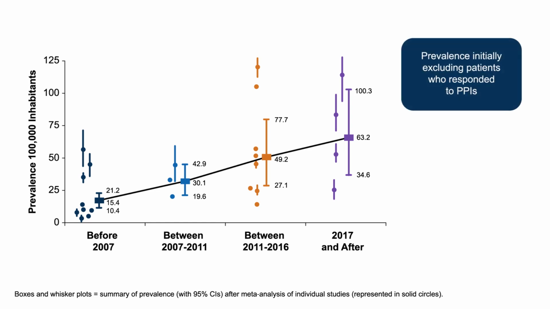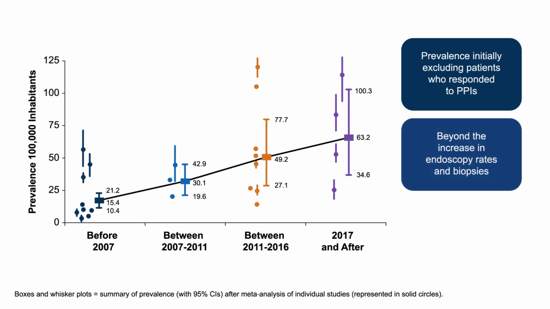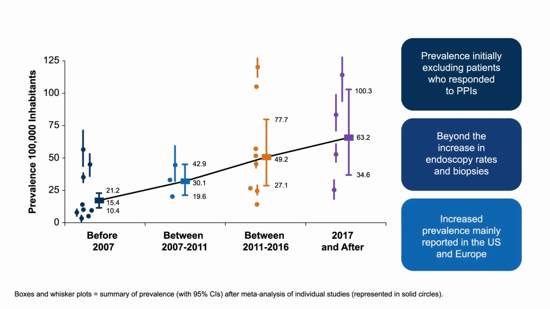However, the prevalence is beyond what you would expect in changes in the definition of EOE over time, including initially excluding patients who responded to PPI therapy, and it is beyond the increase in rates of endoscopies being performed over time and biopsies being done in all endoscopy patients. The increased prevalence is mainly reported in the US and Europe, but has also been noted to happen in other countries, but it could also be a reflection of a lack of resource allocation in those countries.